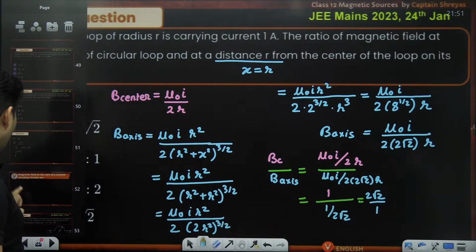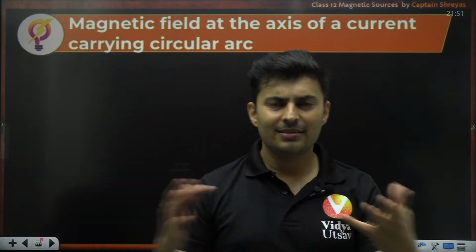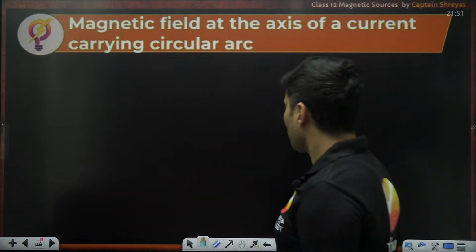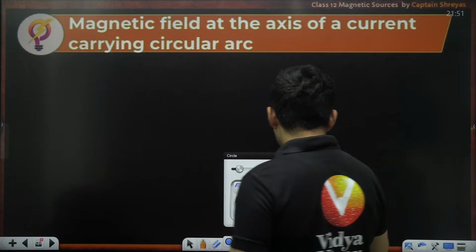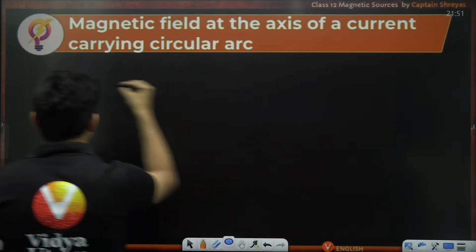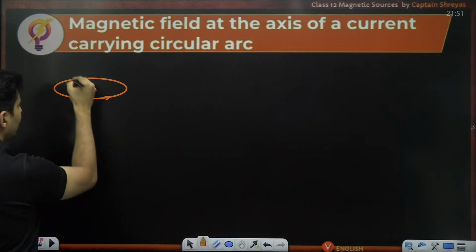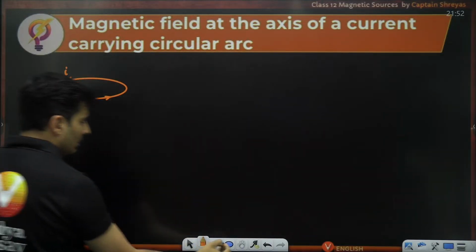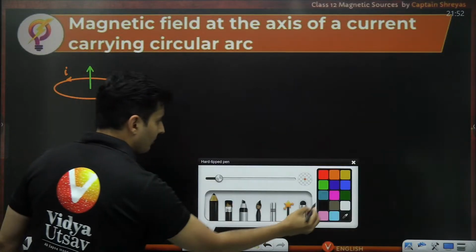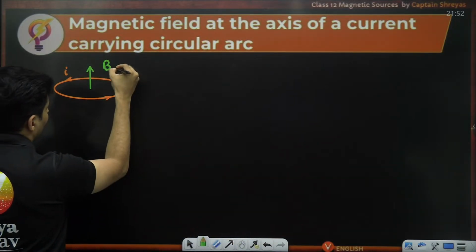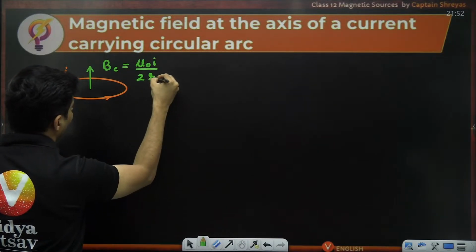Let's move. Due to an arc, what will be the answer? That's the last part. It's the final thing over here. See, we all know that due to a circle, due to a complete loop carrying current, the magnetic field at the center was mu naught I by 2r.